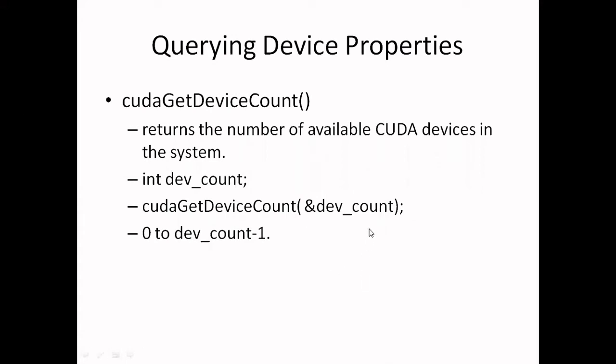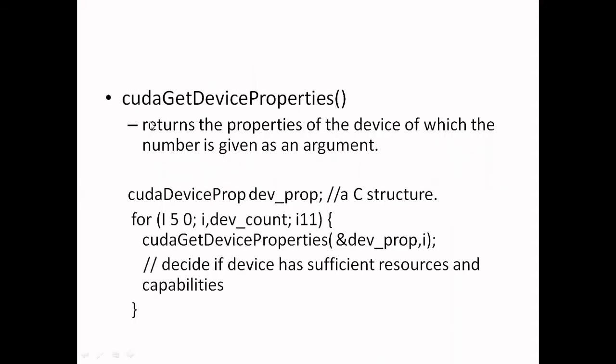So let us assume it was clear that cudaGetDeviceCount is a function which can be used, and the library is cuda.h if I'm not wrong. Then there are some other functions. What these functions are: cudaGetDeviceProperties.